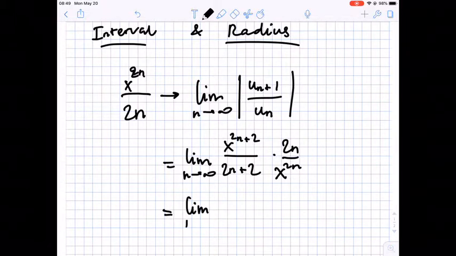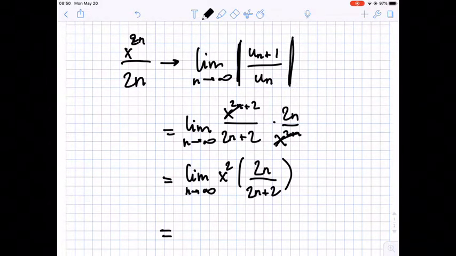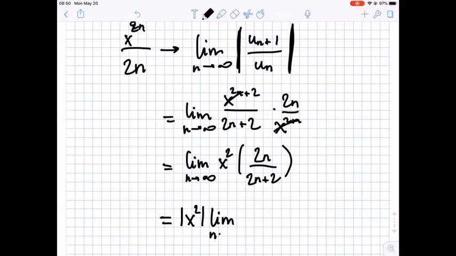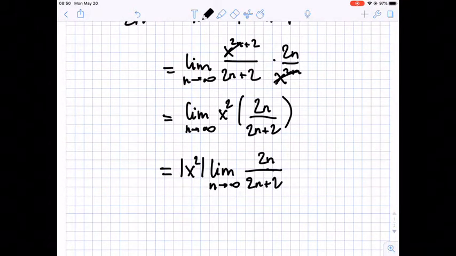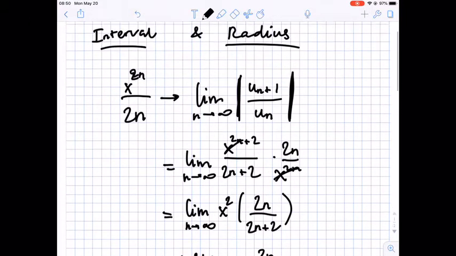When we look at this, we can see that we can simplify these two up here, and we'll be left with x squared outside, and inside we have 2n over 2n plus 2. Then we can take the x squared out, and because it was all wrapped in the absolute value, we have x squared in absolute value times the limit as n goes to infinity of 2n over 2n plus 2. Looking at this, we can see that this limit goes to 1, and so what we have left is just x squared.